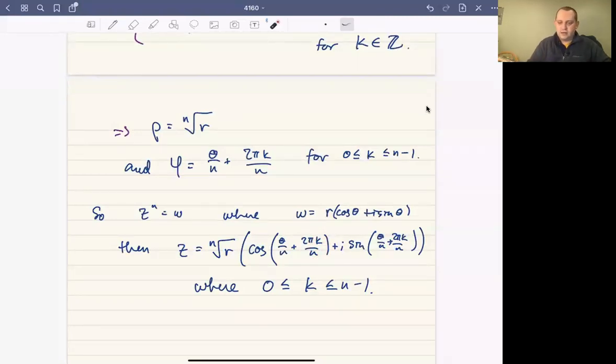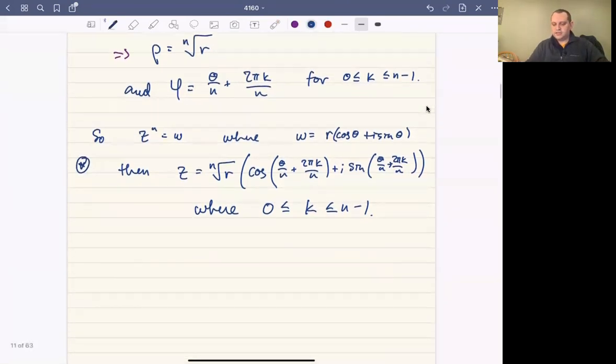If k is equal to n, then this is just going to be 2 pi, and then you get the same value as when k was 0. So you just get a repeat term, and likewise for all the other values of k. So this is a nice formula for finding the nth roots. And this tells us a few things again about finding the roots of unity.